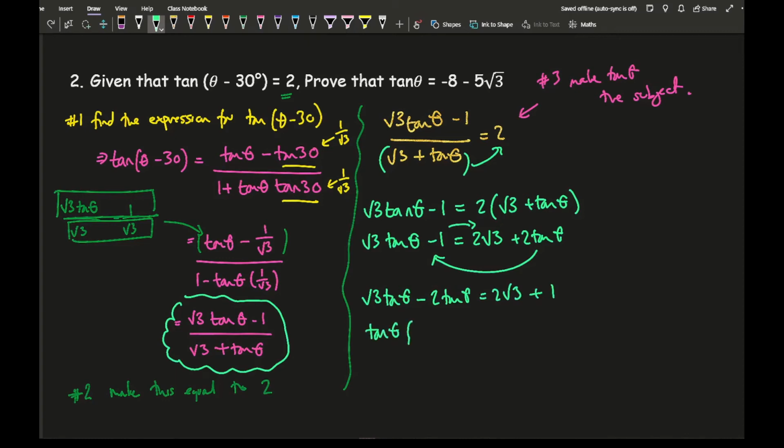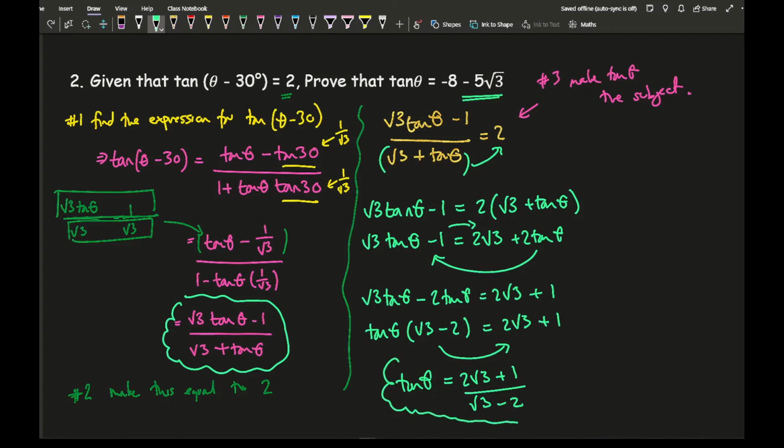So we've got tan theta (root 3 minus 2) equals 2 root 3 plus 1. Take this over to the other side, so we end up with tan theta equals (2 root 3 plus 1) over (root 3 minus 2). At this moment in time we haven't made it look like this, however we have ended up with this. So what we now need to do is just simply rationalize the denominator. If we now rationalize the denominator, you will end up with the correct proof of that, minus 8 minus 5 root 3, QED.